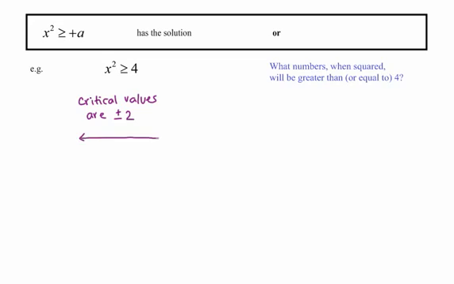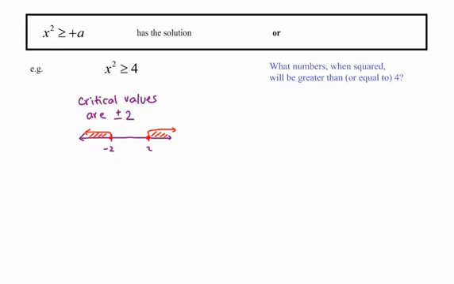Now we have to figure out: is it going to be between negative 2 and 2, or is it going to be less than negative 2 and greater than 2? Let's try putting in 0. If I square 0, will that be greater than 4? The answer is no. So it has to be numbers less than or equal to negative 2 or greater than or equal to 2. Try a number. Negative 3 squared is 9, which is greater than 4. Positive 3 squared is also 9, which is greater than or equal to 4.